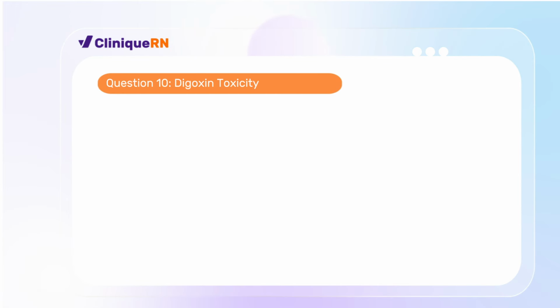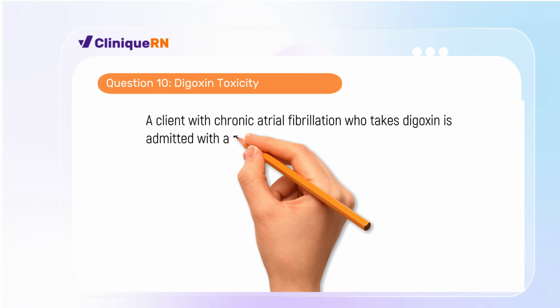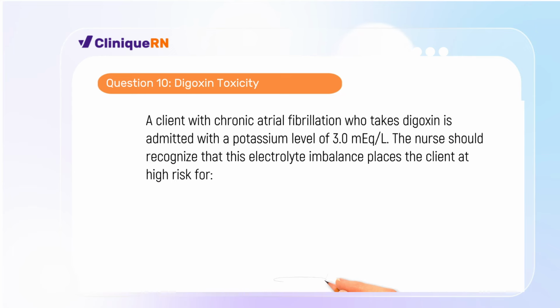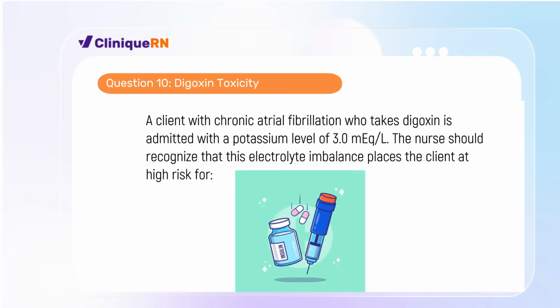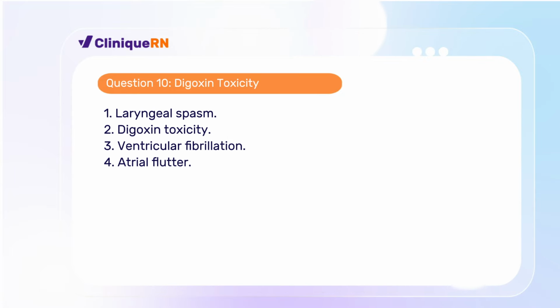Question 10. Digoxin toxicity. A client with chronic atrial fibrillation who takes digoxin is admitted with a potassium level of 3.0 milliequivalents per liter. The nurse should recognize that this electrolyte imbalance places the client at high risk for 1. Laryngeal spasm. 2. Digoxin toxicity. 3. Ventricular fibrillation. 4. Atrial flutter.